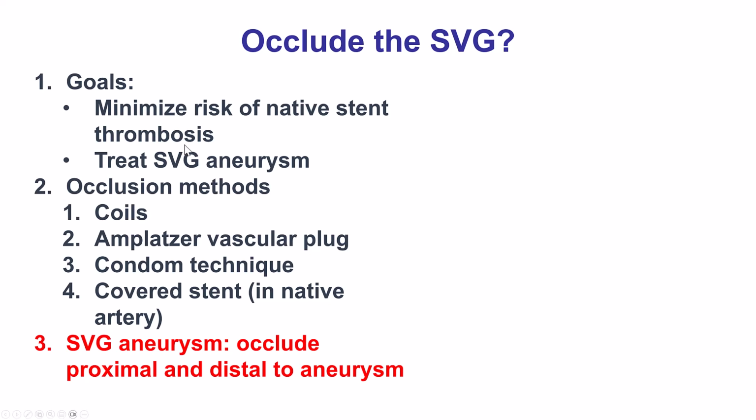The third segment of today's video is specific to vein graft aneurysms, and this is very important because if one occludes only the proximal or only the distal part, the aneurysm will usually continue to grow. So you want to exclude the aneurysm completely from the circulation by occluding it both proximal as well as distal to the aneurysm.